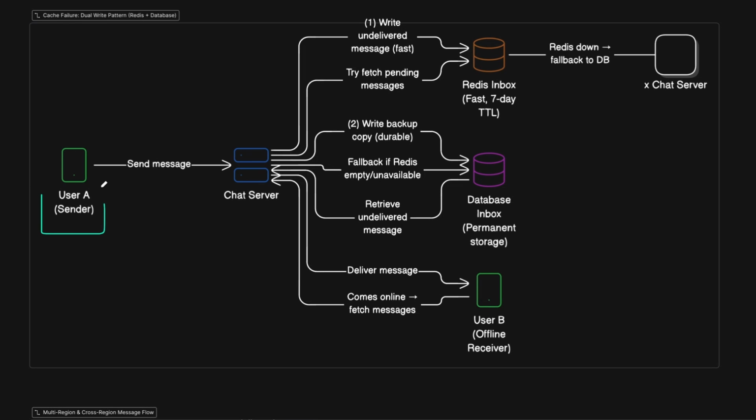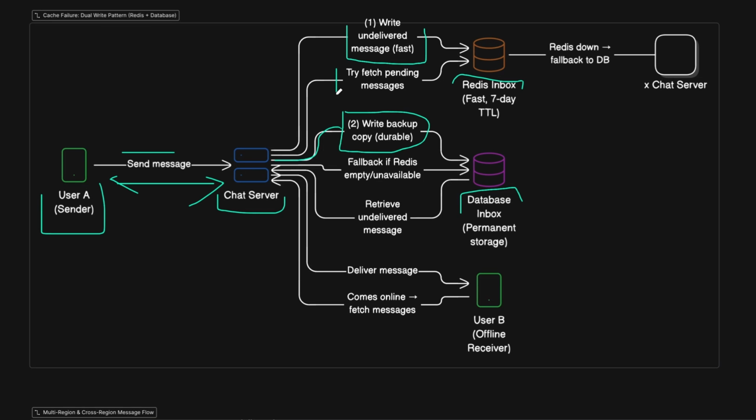Let's say user A sends a message and they are connected to a chat server. So this is where they established the WebSocket communication, both ways. Now the chat server will first write the undelivered messages to the Redis inbox, which is the fastest compared to the database. And then the second step is we don't only write to the Redis store, right? We also write the backup, which is more durable, to the database. So this is our permanent storage, in case the Redis cluster goes down.